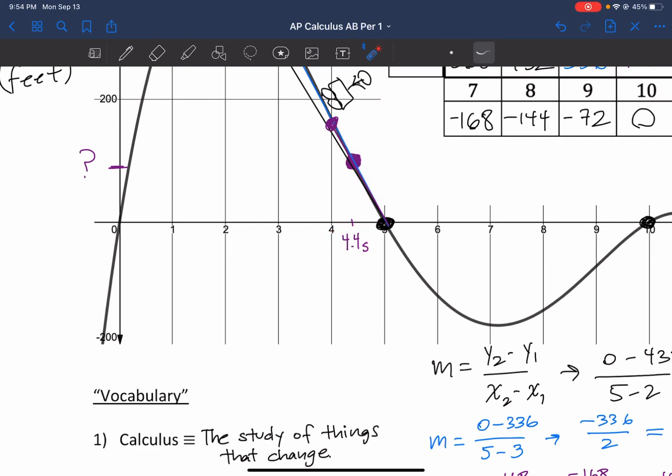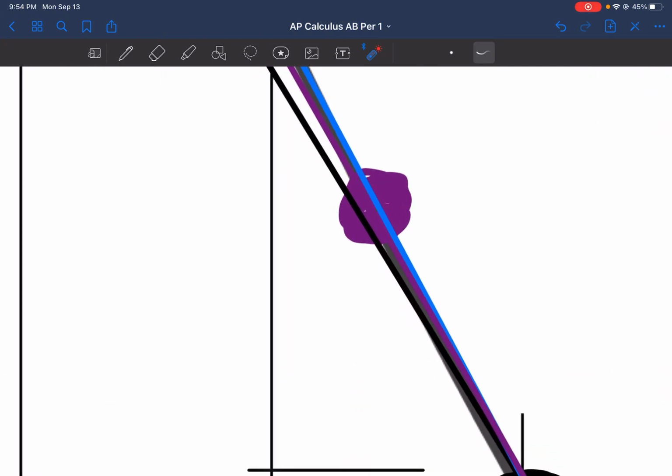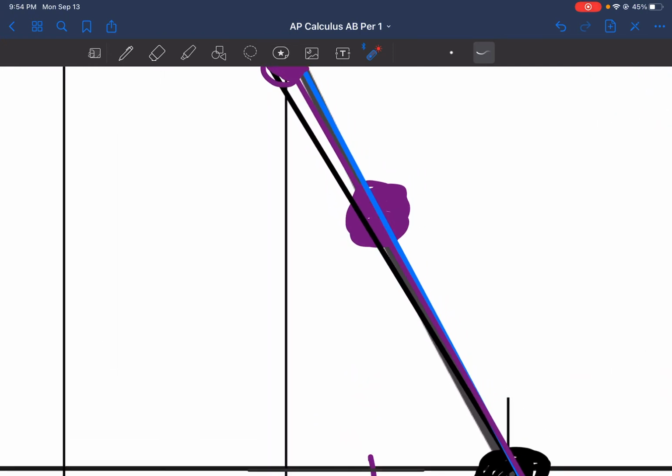And the best way to do that is, theoretically speaking, to get as close as I can to this 4.4 seconds, which pretty much means that I need to be equidistant away from the 4.4 seconds. So in this case, I can do 4.3 and 4.5, so I can find the instantaneous rate of change there.